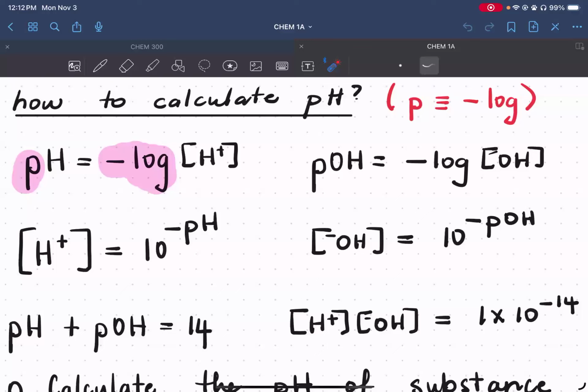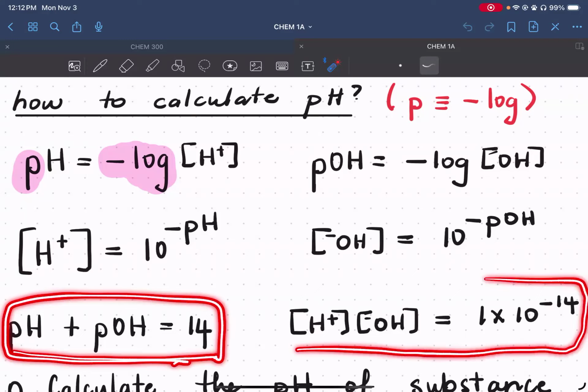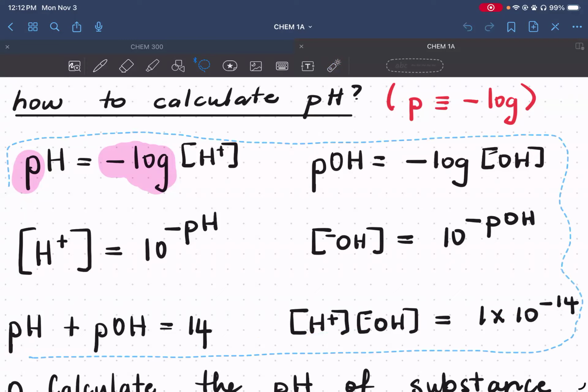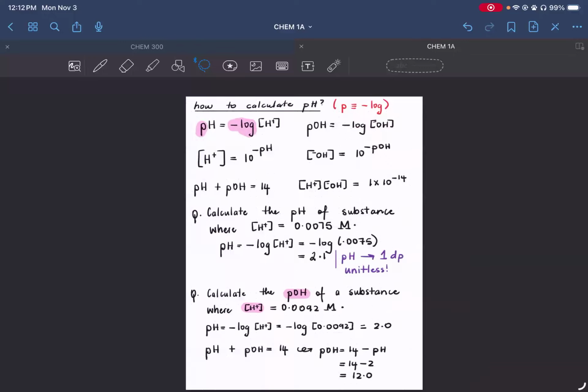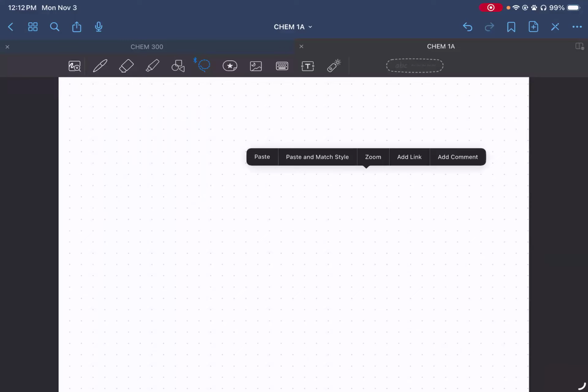Finally, we have two more equations that relate the two: the sum of pH and pOH must equal 14, and the product of the concentrations is equal to 1 times 10 to the negative 14. These represent the 6 primary equations we will be using when determining or commenting on acids and bases. You will be given these equations as part of your next exam. You do not need to memorize them. So let's see if we can get some practice right now using them.